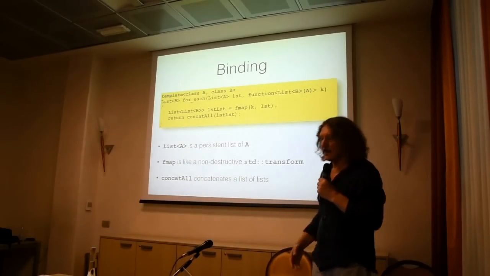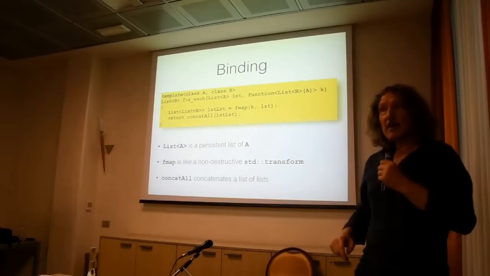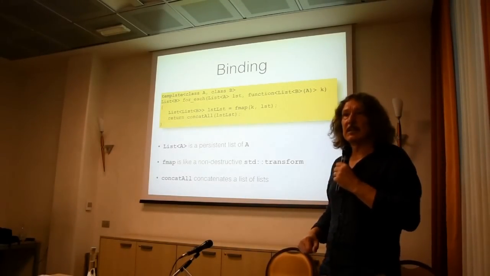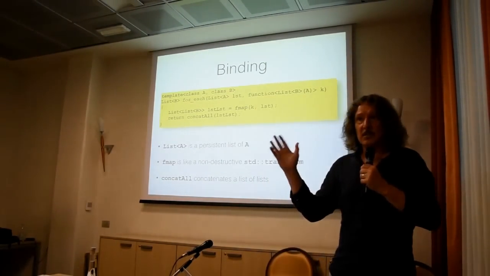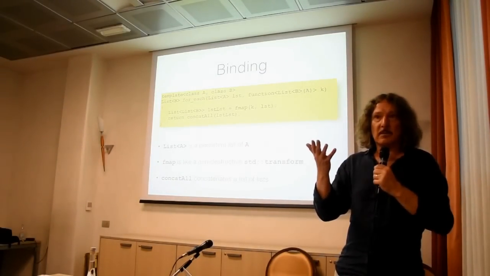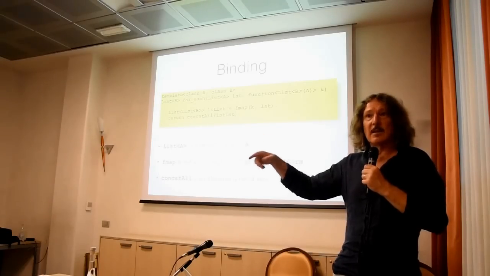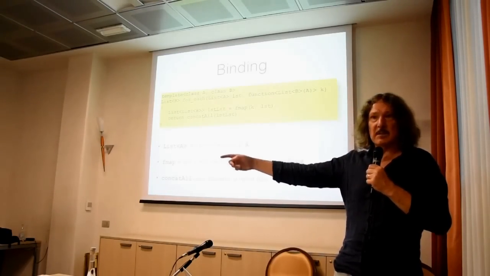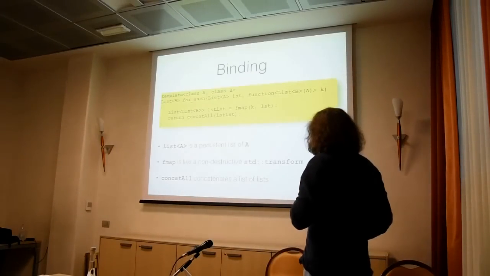Fmap here is sort of like standard transform, right? Except that it does not modify its input. It just creates a new output. It just applies a function to each element of the list and creates a new list with the results. In this case, the results are also lists. Okay?